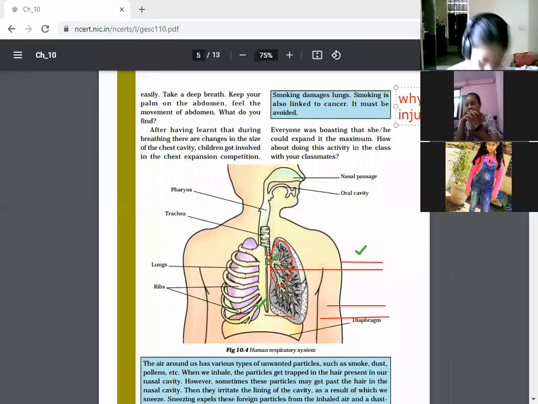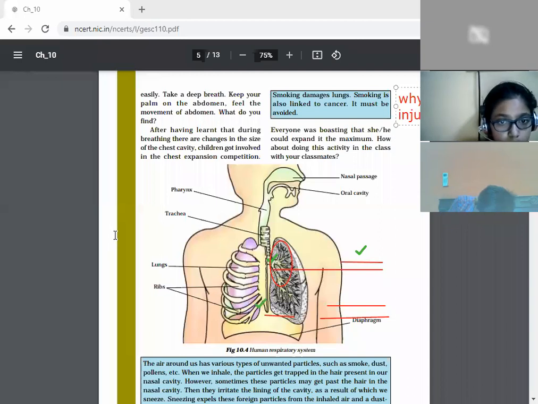Why is smoking injurious to health? Kindly write down, children. Because smoking, what does it do? Smoking damages our lungs, and it also leads to cancer. So it must be avoided. Got it, each one of you?